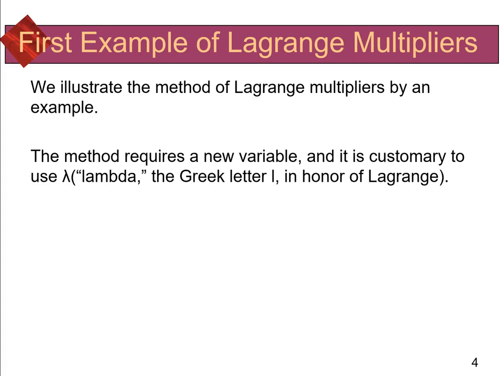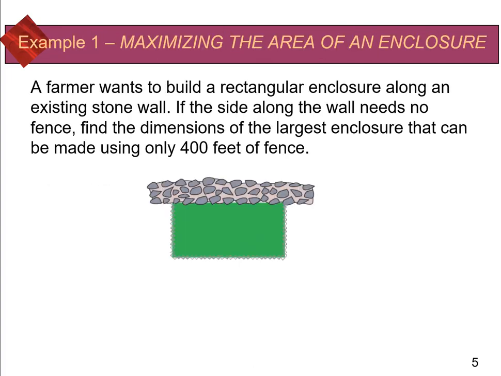Now we're going to show you how to do this via an example. An example that you've used before and we've done before, and you're able to do with other methods, including one variable calculus or even using quadratics, as we're dealing with area. So, a very typical type of problem that you see in many textbooks. The farmer wants to build a rectangular enclosure along an existing stone wall, where the side of the wall needs no fence. Find the dimensions of the largest enclosure that can be made using only 400 feet of fence.